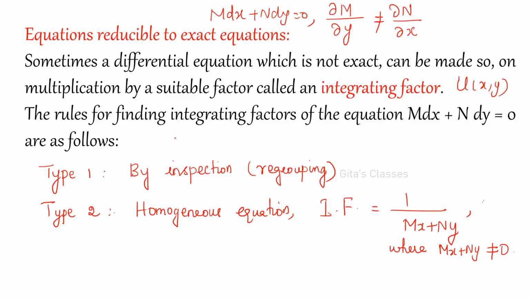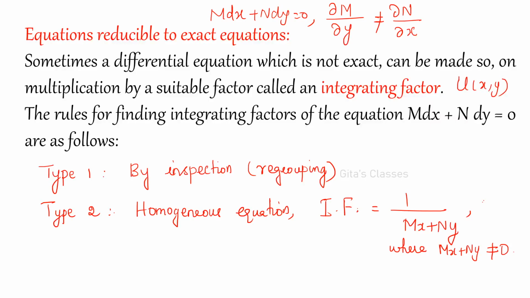So there are rules for finding these integrating factors. Type 1 and type 2 we have completed in the previous class. Type 1 is by inspection or regrouping, and I gave you some formulas you have to remember. And type 2, homogeneous equations. If you are not able to regroup them, then go for checking whether it is a homogeneous equation or not. If it is a homogeneous equation, then the integrating factor is 1 by Mx plus Ny, with the denominator not equal to 0. That is an important condition.